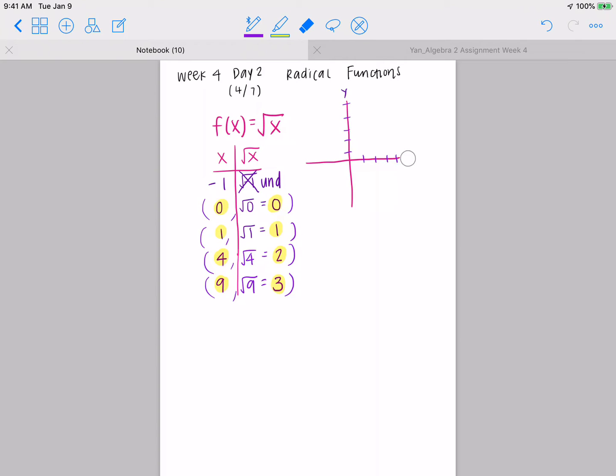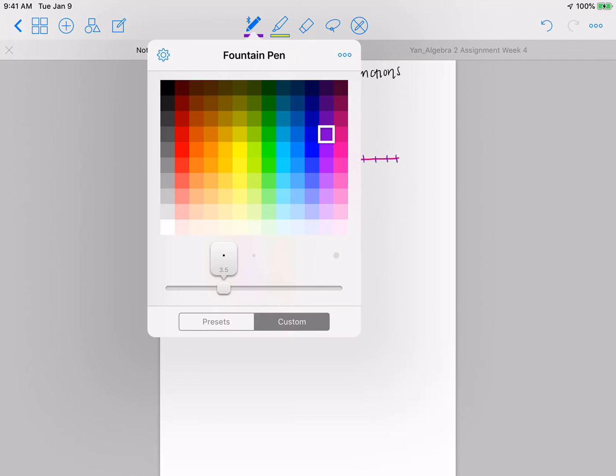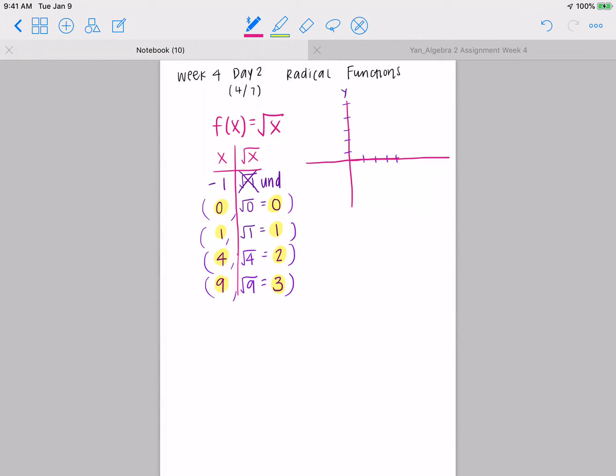Actually, I might need more points right here. Extend my line. 5, 6, 7, 8, 9. The first point is 0, 0. Next point is 1 comma 1. Then 4, I'm going to go up to 2. And the next point I'm going to graph is 9 comma 3. You would notice that the graph looks like this. It's a curve, like half of a parabola sideways, and it's a curve going up slowly.